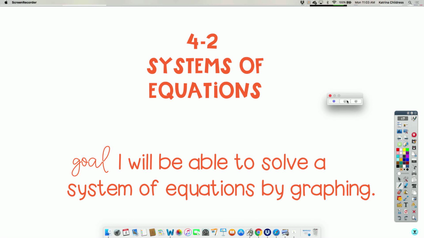All right, so you should have your goal. By the end of this period, we're going to be able to solve a system of equations by graphing. The other day, we practiced graphing one line. Well, a system is when you have two lines, and wherever they cross is your solution.